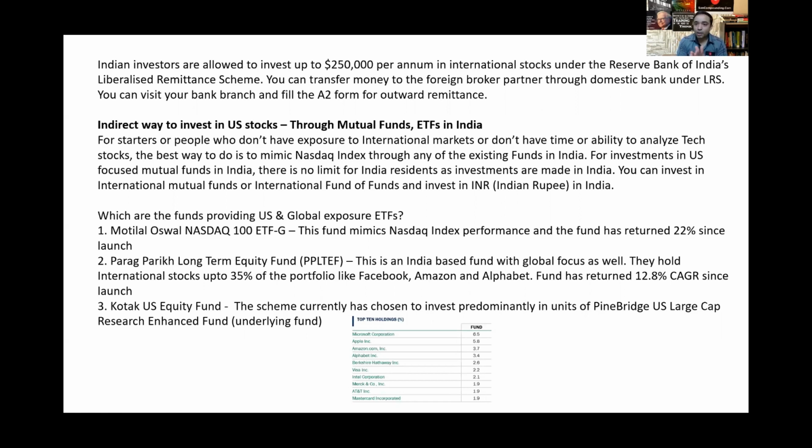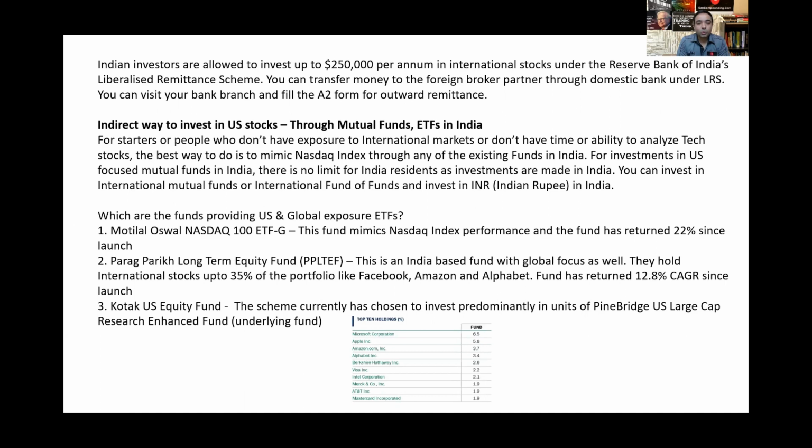Now there are two broad ways to invest in US stocks. I'm especially focusing on US stocks because many ADRs are available to diversify even on US exchanges. The first way is the indirect way to invest in US stocks, that is through mutual funds and ETFs in India. So for starters, or people who don't have exposure to international markets or don't have the time or ability to analyze tech stocks, for example, which is dominant in the US, the best way to do it is to mimic the Nasdaq index. Nasdaq is the underlying technology index, through any of the existing funds in India.